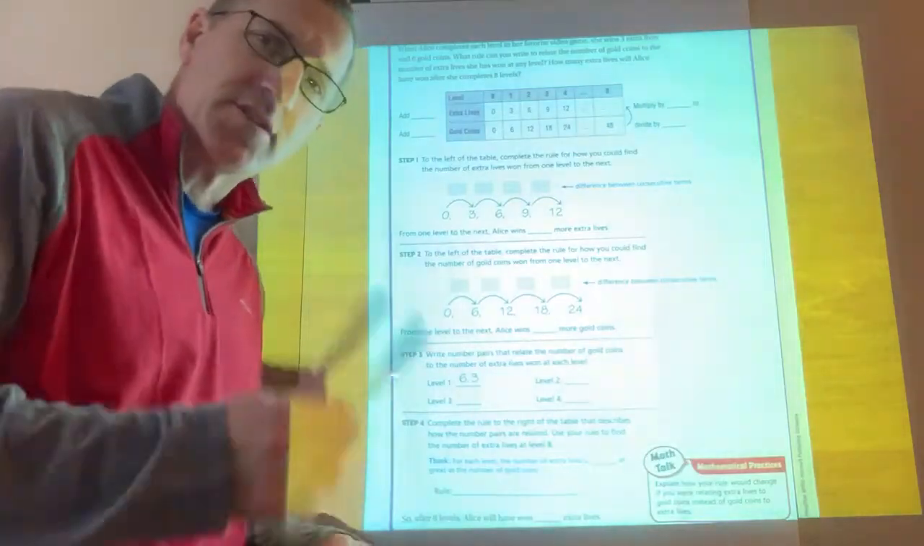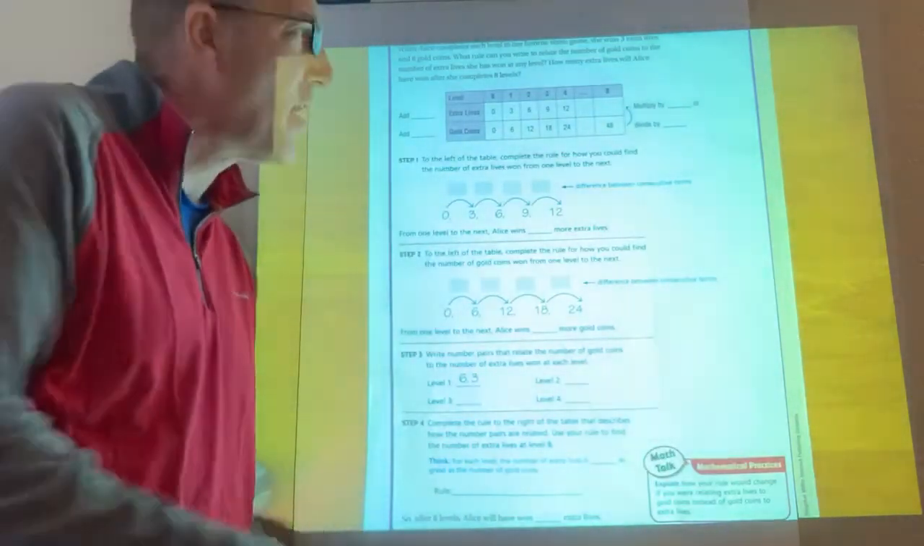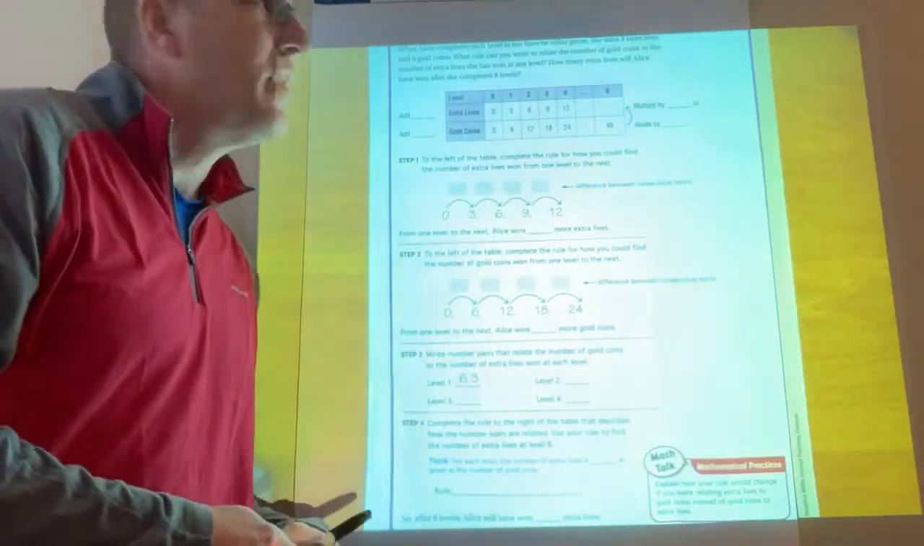Back with page 2 of 9.5. Now we've got this nice little table. I like to call it a function box. You put something in, you get something out.